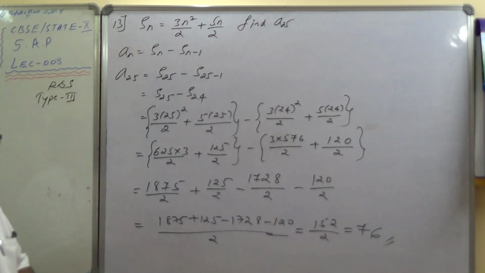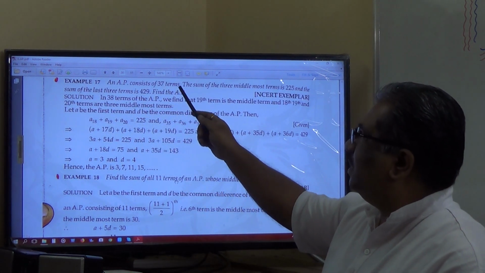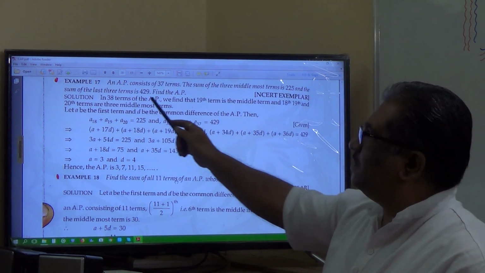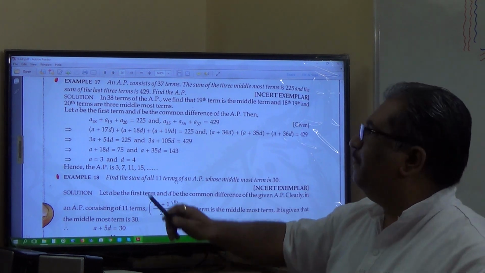Note down. Example 17. An AP consists of 37 terms. The sum of 3 middlemost terms is 225 and the sum of last 3 terms is 429. Find the AP. Very interesting.